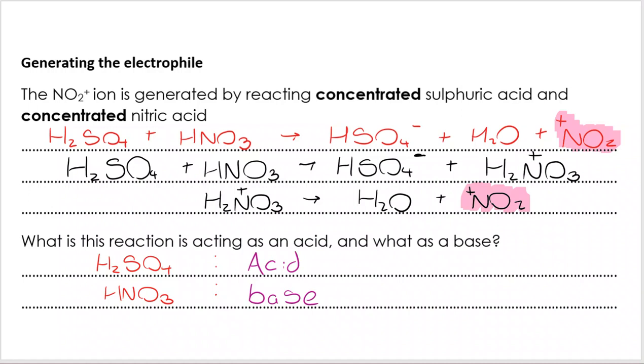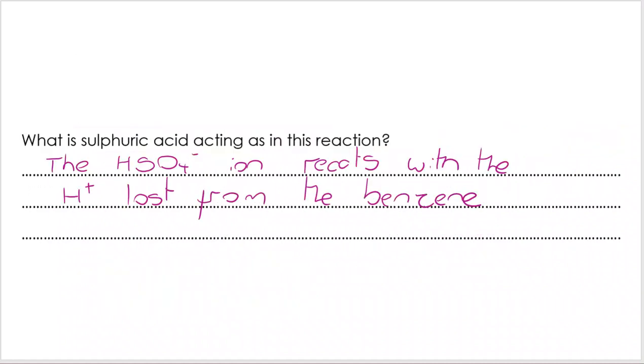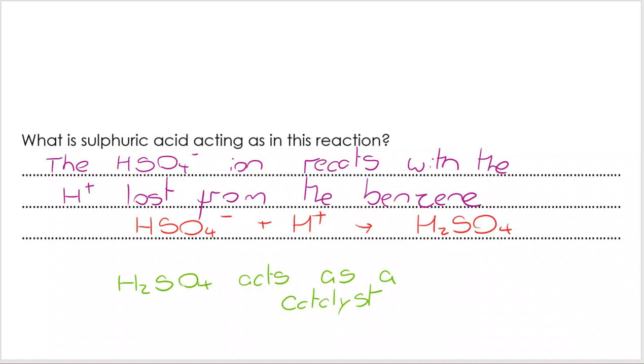Now, the sulfuric acid is also acting as something else in this reaction. Let's have a think about what it could be and why. Well, remember that in the mechanism we're making H+ ions. We saw that in the general mechanism and in the nitration of benzene. The HSO4- ion can react with that H+, and in doing so, regenerates H2SO4. That means that the sulfuric acid is acting as a catalyst. These are all really important points to take on board.